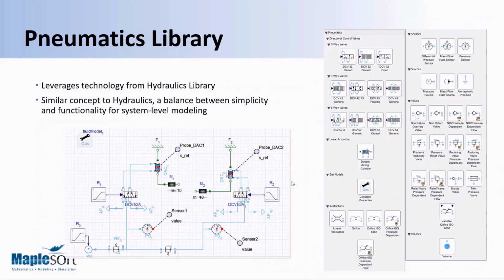Our pneumatics library, again, is useful in roll-to-roll because if you actuate a dancer with a pneumatic cylinder, no problem, we can handle that. But it's an example of taking a technology like what we built for the hydraulics and extending it to the pneumatic domain.